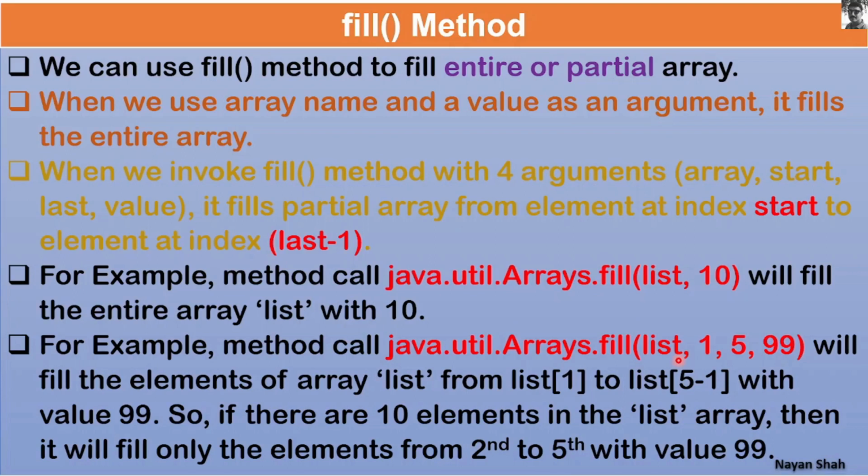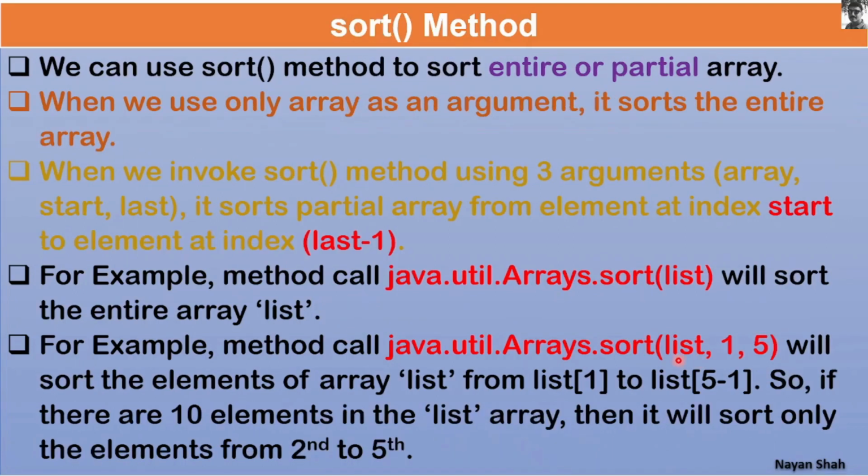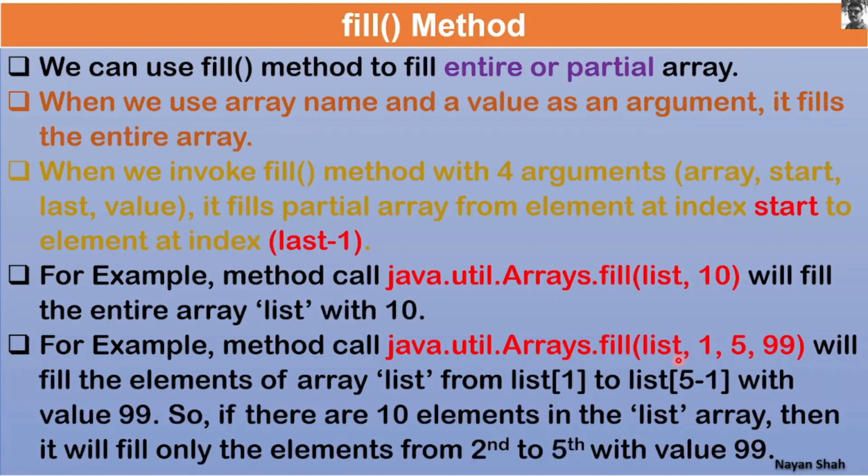Now here there are two things. Sort was when we use only the array as an argument, but here, when we use the array name and a value as arguments, it fills the entire array. And when we use the fill method with 4 arguments, that is array name, start, last and value, it fills the partial array from the element at index start to the element at index last minus 1, as we discussed in the previous method, that is the sort method.